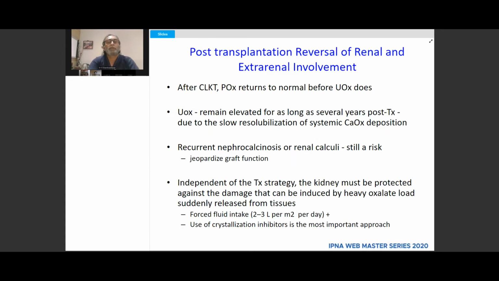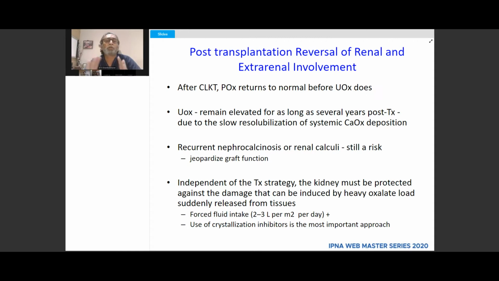After CLKT, plasma oxalate returns to normal before urinary oxalate does, and urinary oxalate remains elevated for as long as several years after transplant due to the slow resolubilization of systemic calcium oxalate deposits, and can lead to recurrent nephrocalcinosis or renal calculi and can jeopardize the graft function. So independent of the transplant strategy, we always advocate forced fluid intake of around 2 to 3 liters per meter squared per day, and use of crystallization inhibitors is advocated.